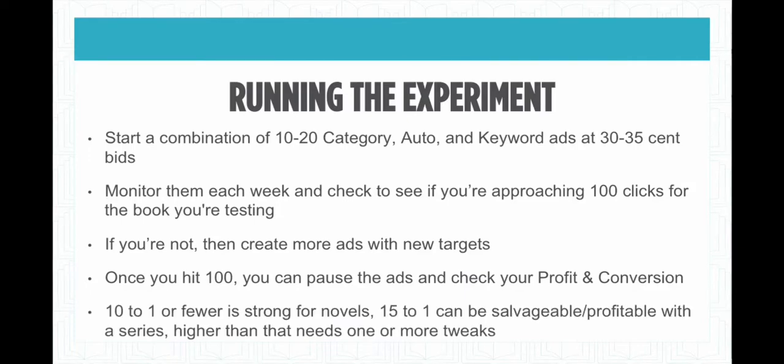If you've got that 10 to 1 mark, or 6 to 1 for a shorter book, 3 to 1 for a children's book in KU, that should be pretty good. If the number is higher, 15 to 1, that could be salvageable, especially if it's a longer series. But higher than that is likely going to need 1 or more tweaks.